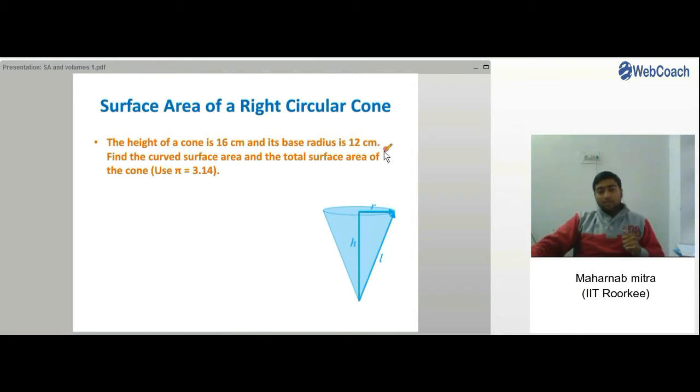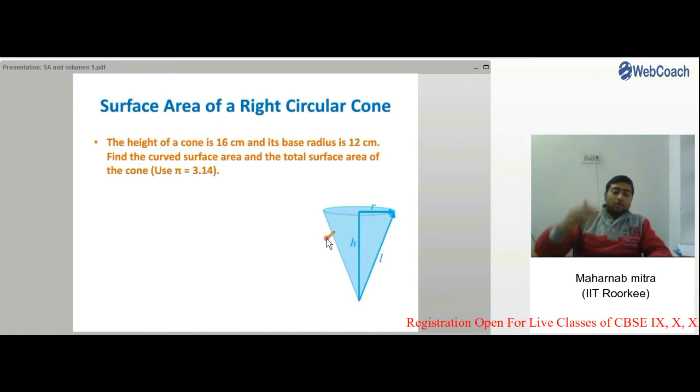Now the height of the cone is 16 centimeters and base radius is 12 centimeters. So this h is given as 16 centimeters, r is given as 12 centimeters. Of course, don't forget to write the unit. Okay, so let us find the curved surface area and the total surface area of this cone. Now, the curved surface area, we all know it is pi r l, right? The curved surface area of the cone.